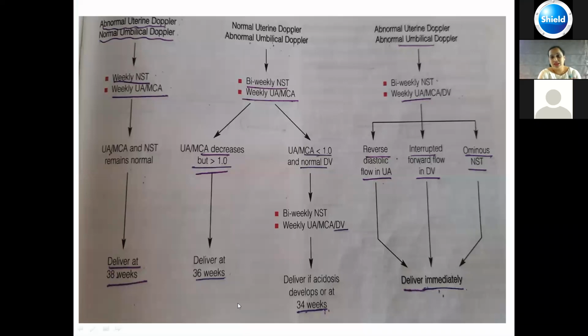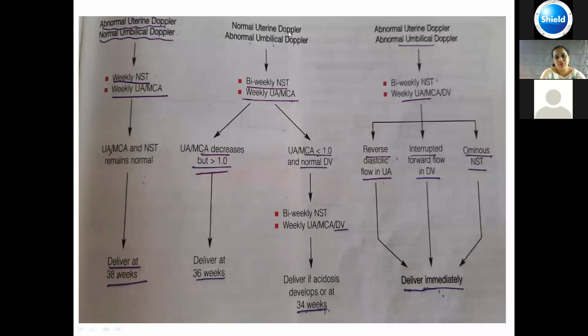So this is a typical textbook picture, what we have read in our PG. This is when abnormal uterine Dopplers are seen and normal umbilical Dopplers are seen. We go for weekly NSTs and weekly Dopplers. If the weekly Dopplers are normal, we try to postpone till 37 and we can nicely deliver at 38, either normal or C-section, depending on the obstetric complications.